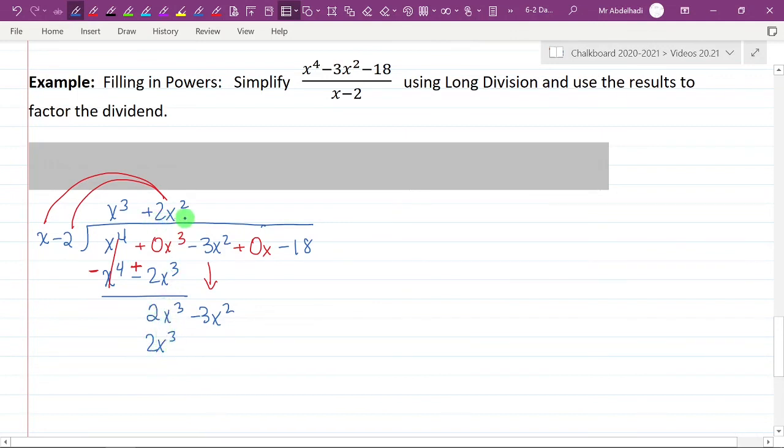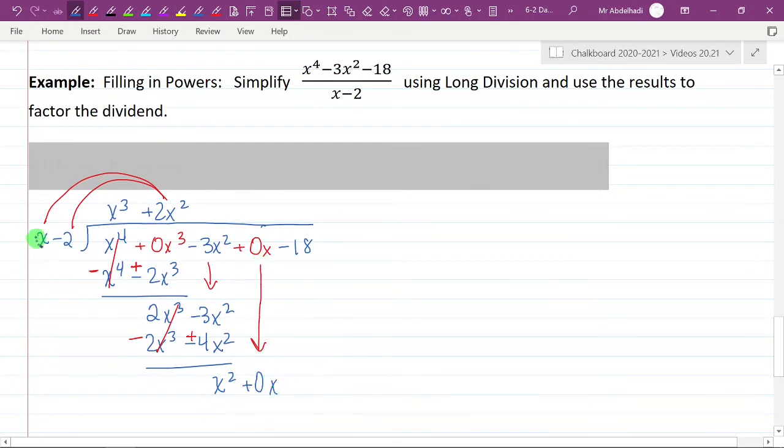And then 2x squared times -2 is -4x squared. Now subtract. Make this negative, make this positive. These cancel out, and this becomes 4x squared minus 3x squared, which is 1x squared, or just x squared. Bring down the next term, plus 0x.